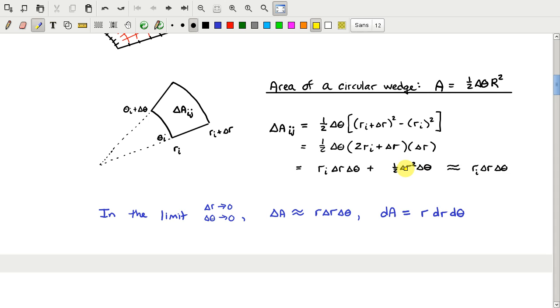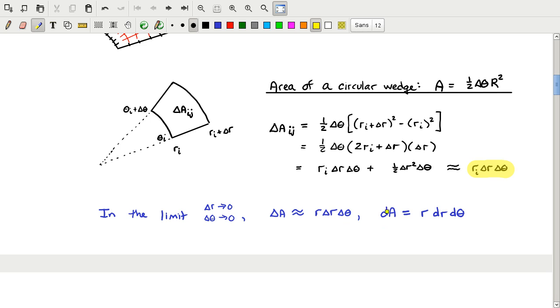And the fact that this one is delta r squared, while this one is delta r, is very important because we are taking the limit as delta r and delta theta go to 0. So when we take that limit, if delta r is very small, then delta r squared is even smaller. And in the limit as delta r goes to 0, this second term can be neglected in comparison to the first. And so the delta A, the area of this slice, this approximate square, as delta r goes to 0 becomes just the first term, ri delta r delta theta.